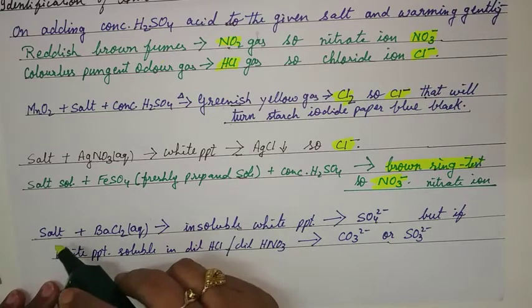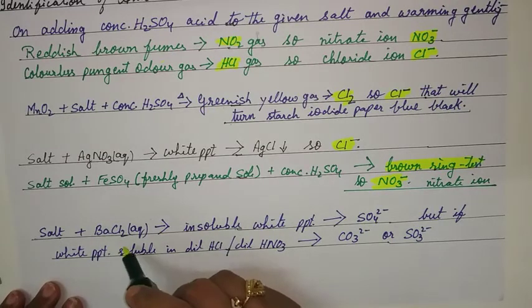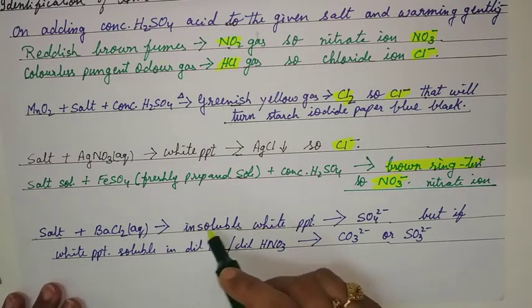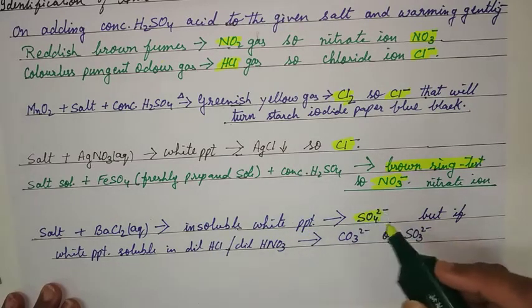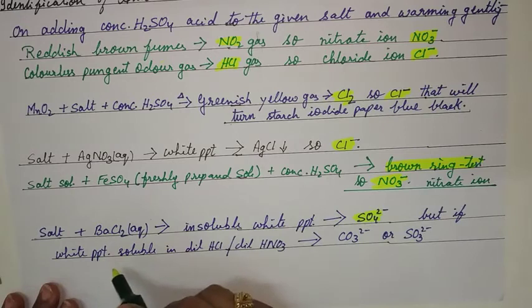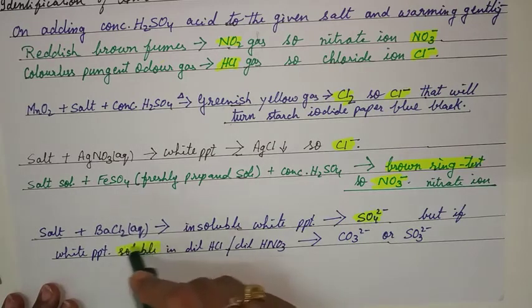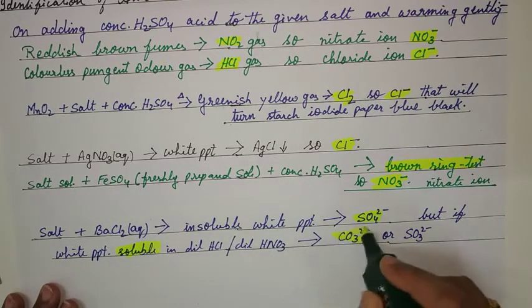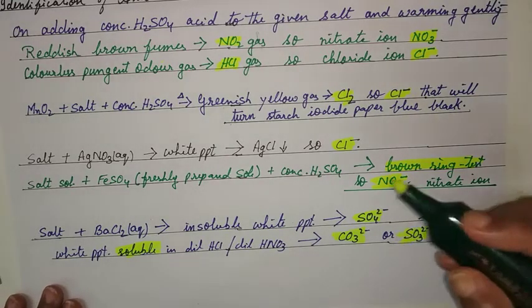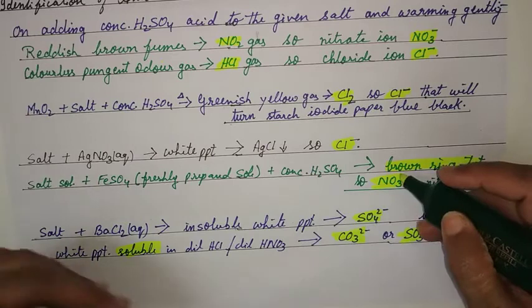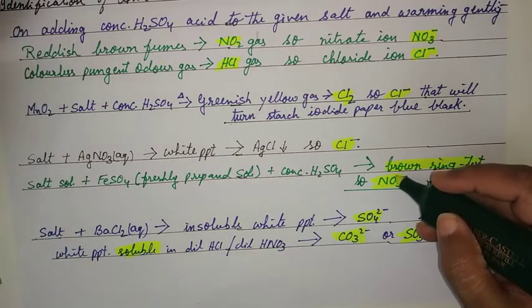Then if to the salt solution we add barium chloride and we get one insoluble white precipitate, we know that it is a sulfate salt. If we get white precipitate which is soluble, we know that it can be carbonate or a sulfite, which can be proved by using dilute H2SO4, which I just did in the previous slide.